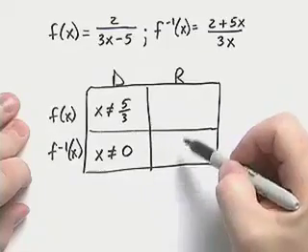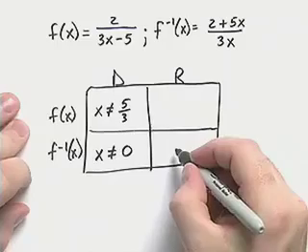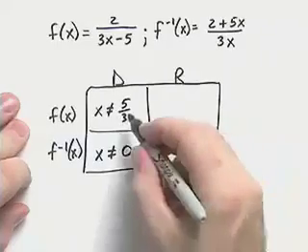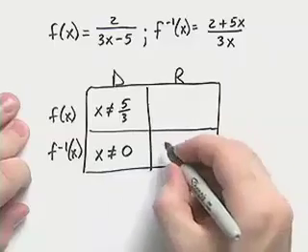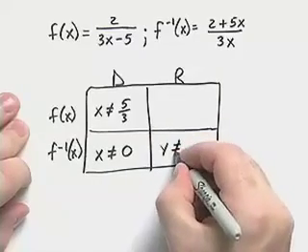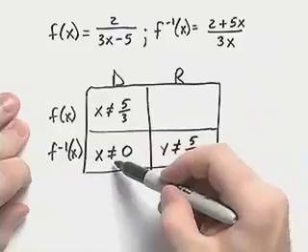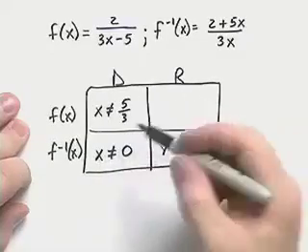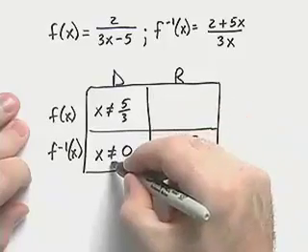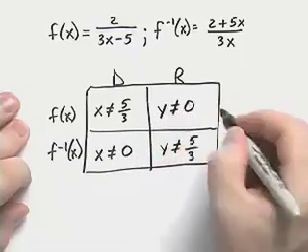Now to find the range, we need to remember that the domain of the function is the range of the inverse. But we do need to change the letters. So because the domain for the function is x not equal to 5/3, the range of the inverse will be y is not equal to 5/3. Same thing for the inverse. The domain of the inverse will be the range of the function as we switch the letter from x to y. Since the domain of the inverse is x not equal to 0, the range of the function is y not equal to 0.